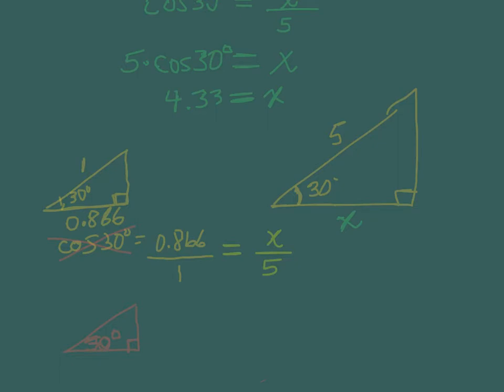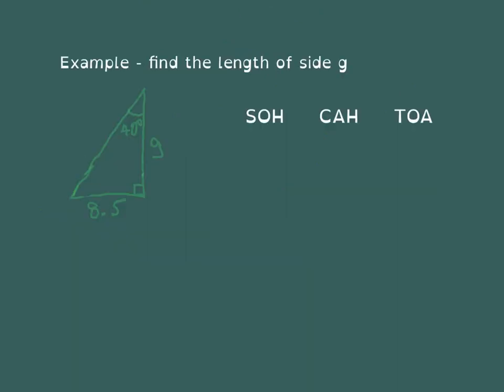Okay, that was one example. Let's move on to another and try to solidify some more things. Okay, this next example, we're solving for another side. This time it's side G. Mix it up, use a different letter than X sometimes.